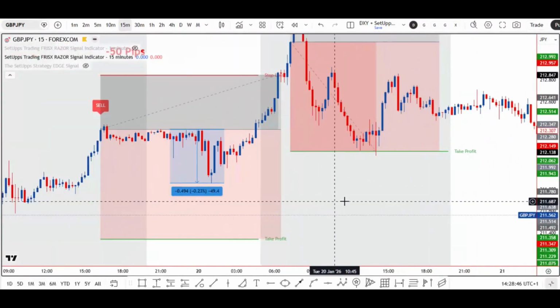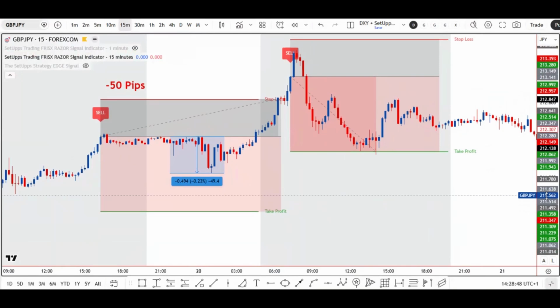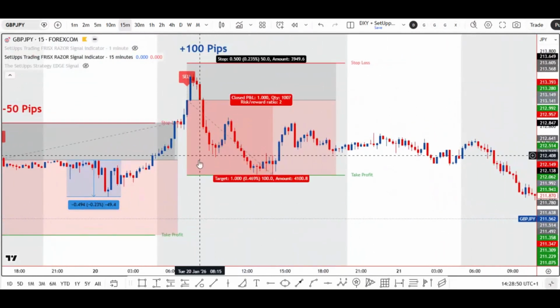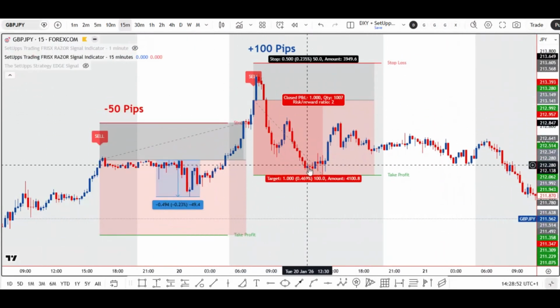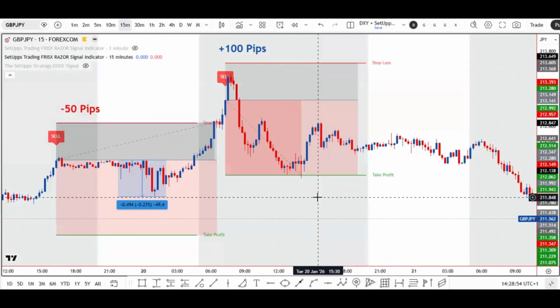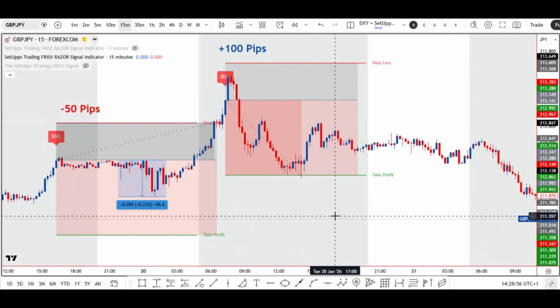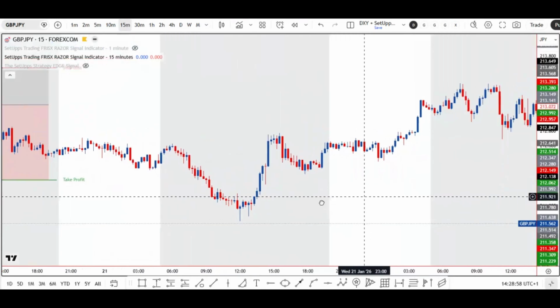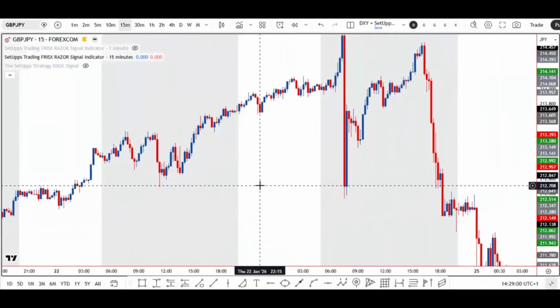So I'll call it under 50 pips. So that was a loss. Okay, so we'll move on. We'll call it a loss. Then we had another trigger the next day, and that hit take profit. That was 100 pips, so not bad. So that's January. We're moving on. Okay, so January is a good month.